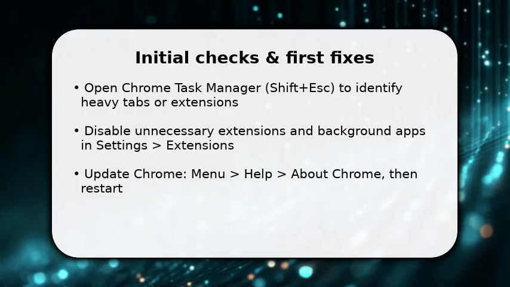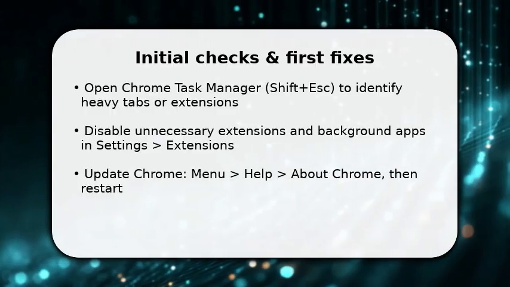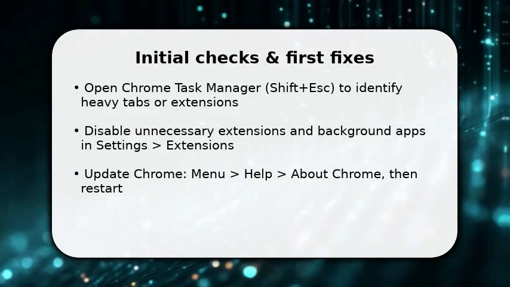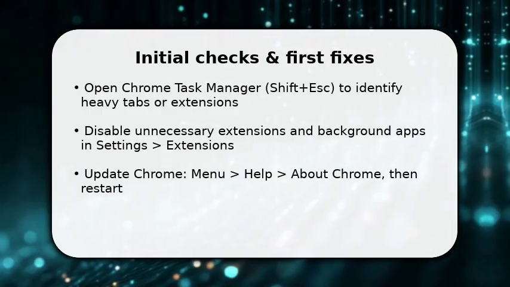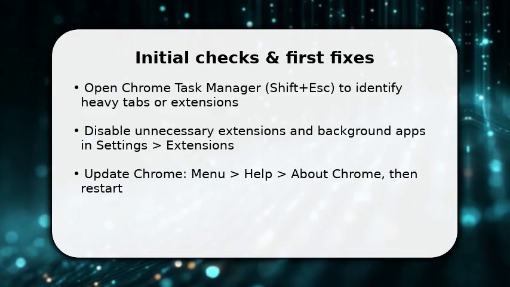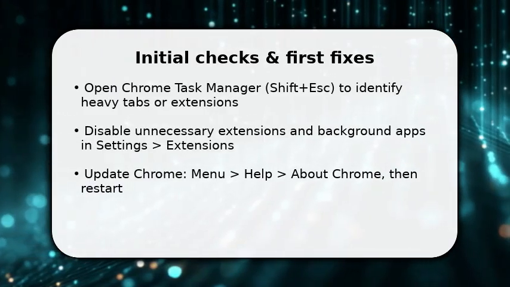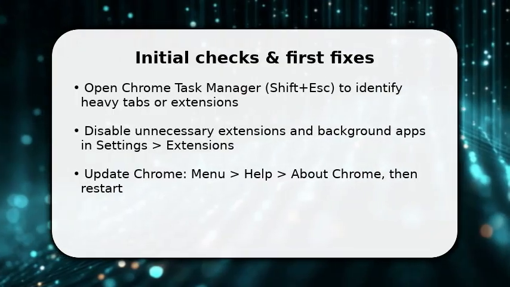You start by finding the obvious culprits. Open Chrome Task Manager with Shift+ESC and spot tabs or extensions using lots of memory. Once identified, disable or close those items. Extensions often spawn separate processes, so toggle off anything unnecessary.